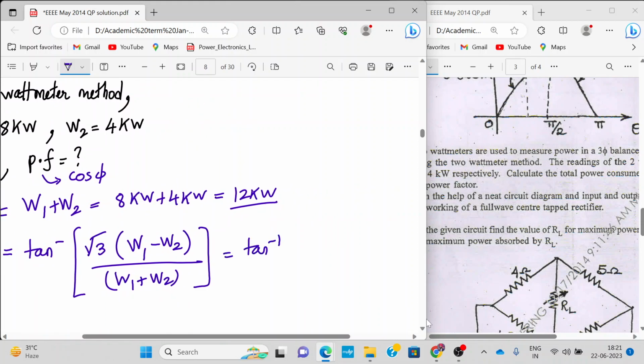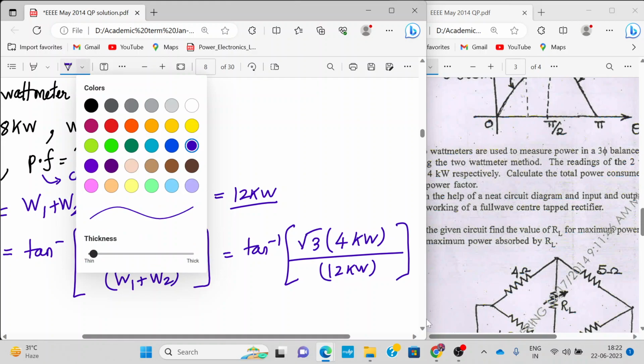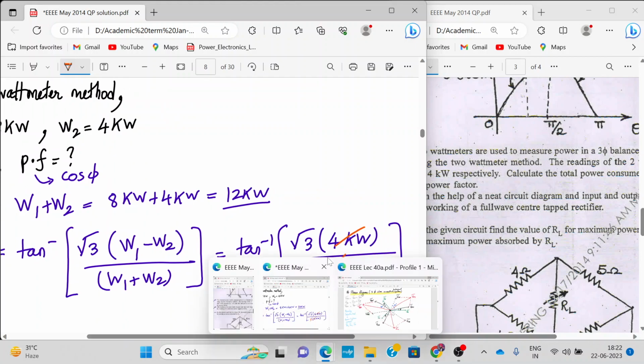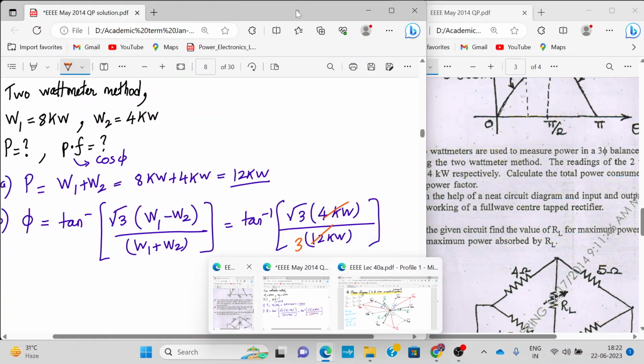That will be tan inverse of root 3. W1 minus W2 will be 8 minus 4, that will be 4 kilowatt. And below, 8 plus 4 will be 12 kilowatt. Pretty easy calculation. So this will be root 3 by 3. Okay. So what is the value now for phi? Pi by 6. In terms of degrees, it will be 30 degree.